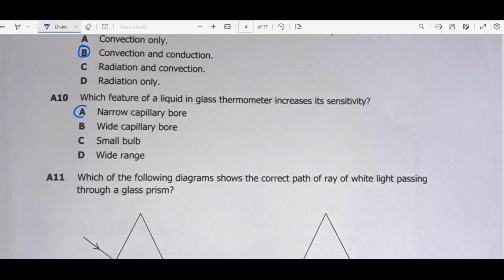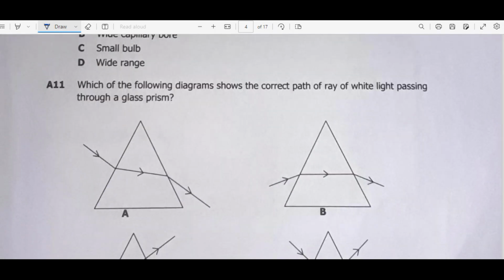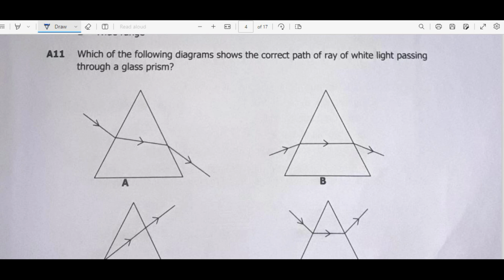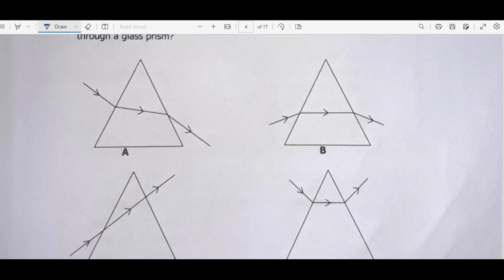The answer is A. Narrow capillary bore. 11. Which of the following diagrams shows the correct path of ray of white light passing through a glass prism? So now what happens when white light passes through a prism? So we are going to have the dispersion where we are going to have the rainbow colors. So from this diagram, the one that is correct is B.